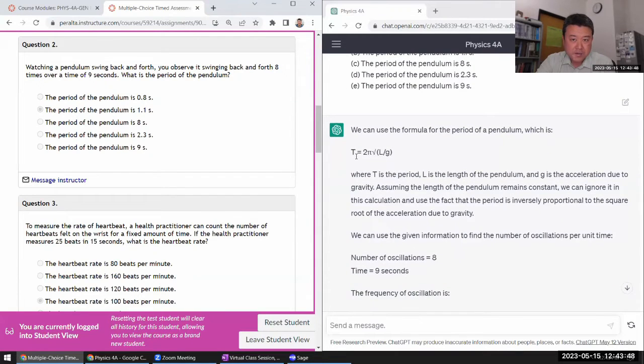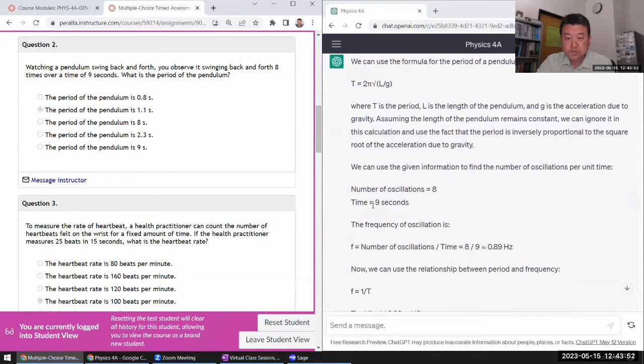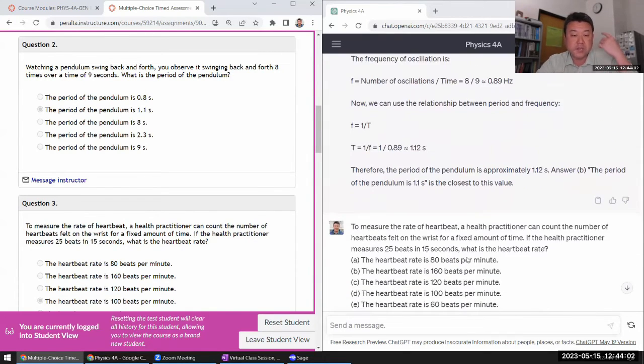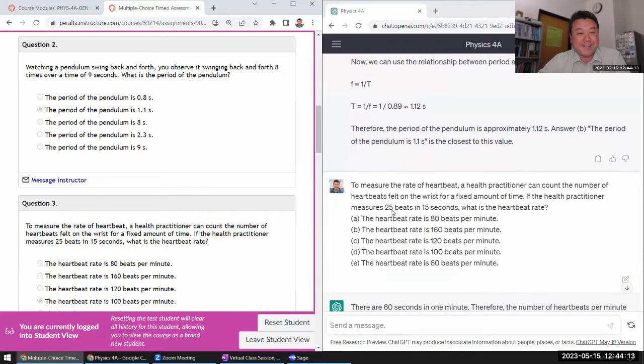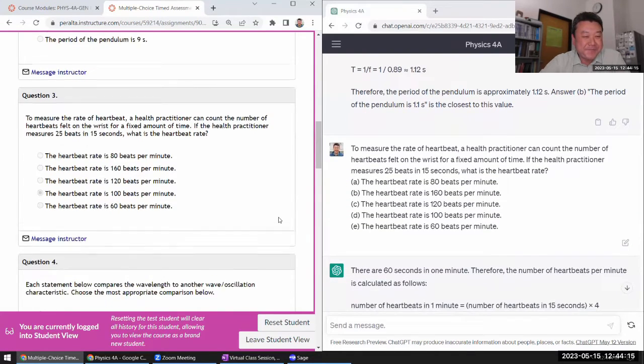Now you actually didn't need this. All you needed were these two numbers to do the calculation. So 8 divided by 9 frequency, or you can calculate period directly, 9 divided by 8. And that's the calculation I did in my head to realize the correct answer will be slightly bigger than one. And of those, there's only one choice there. So I did it more quickly than ChatGPT.